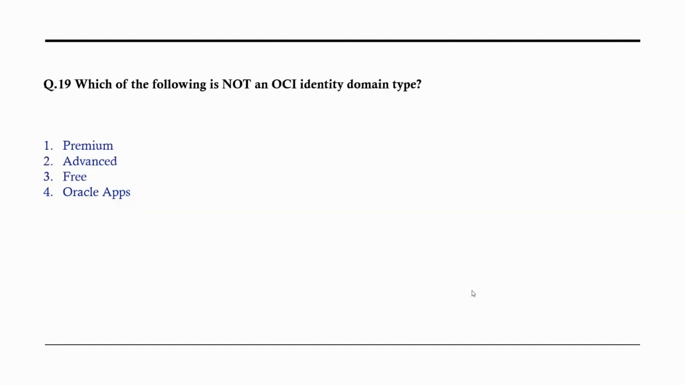Question 19. Which of the following is not an OCI identity domain type? So out of the four, currently premium, free, and Oracle Apps are available. These are the available domain types. Only advanced is not available right now.